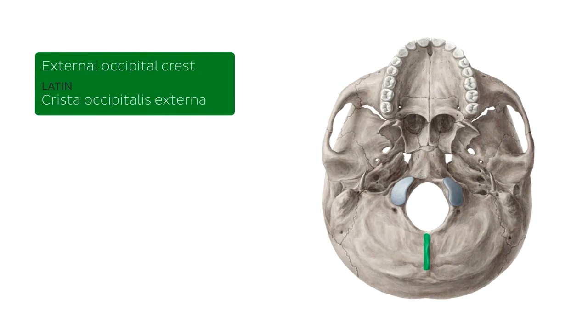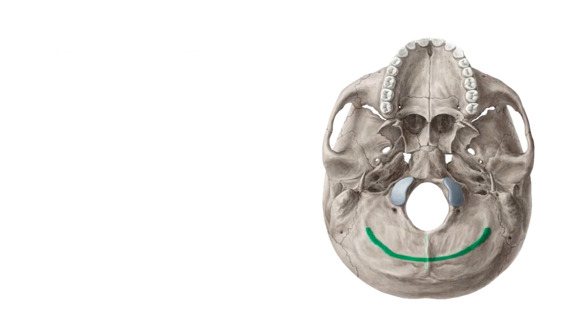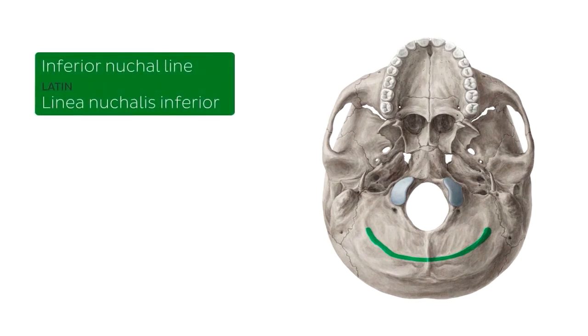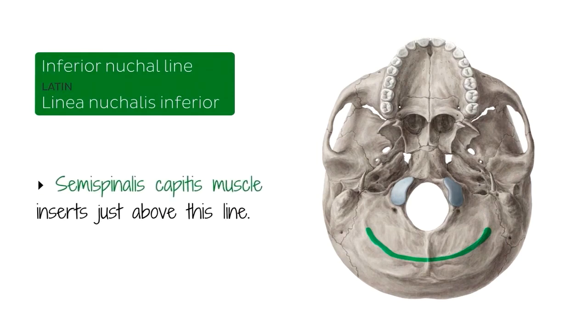The next structure on our list of structures on the inferior view of the skull is a line. It is known as the inferior nuchal line. And the inferior nuchal line runs inferior to the superior nuchal line, which is this line here that we can also see. And the muscle known as the semispinalis capitis will be inserting just above this line.